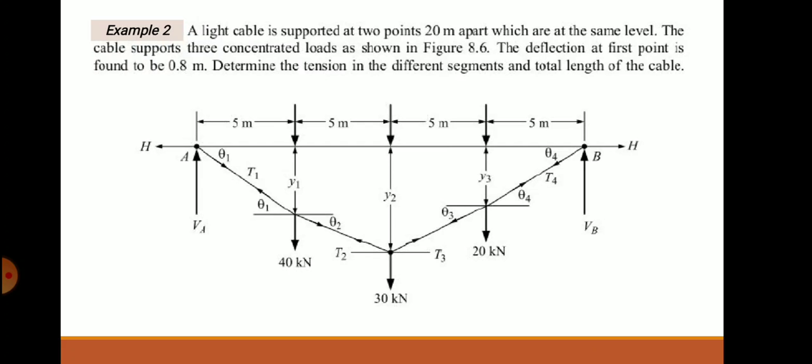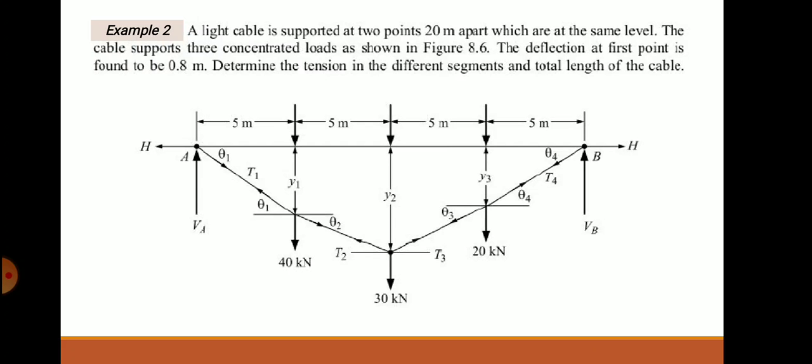See here, the distance between the 2 points is given as 20 meter apart and they are at the same level. There are 3 concentrated loads shown in the figure at every 5 meter interval. So supports are 20 meter apart, and at every 5 meter interval there is a concentrated load.